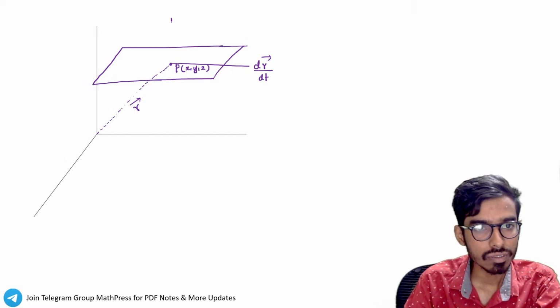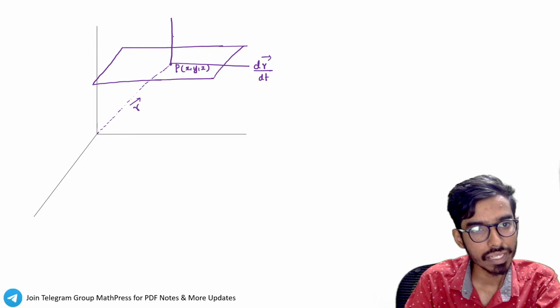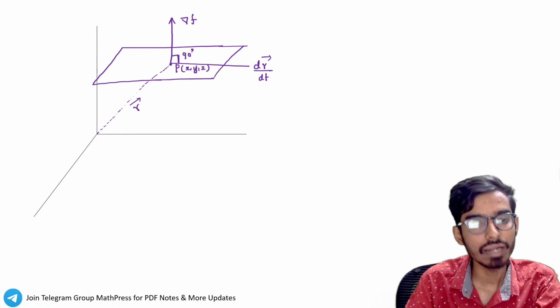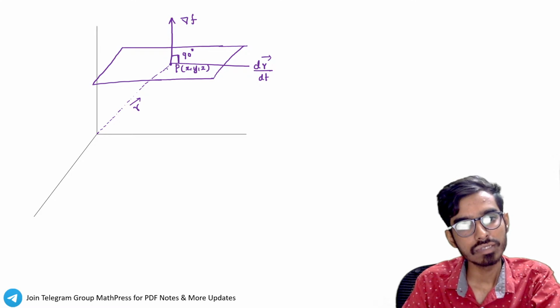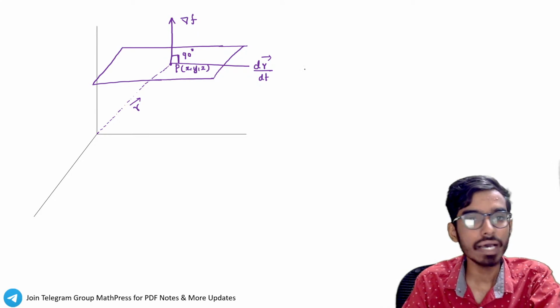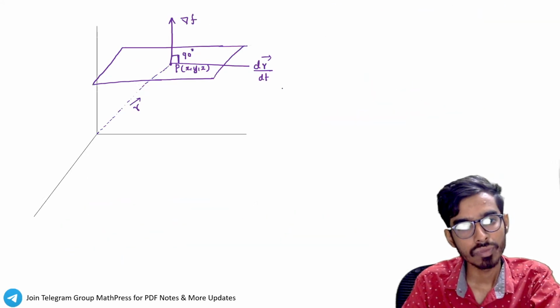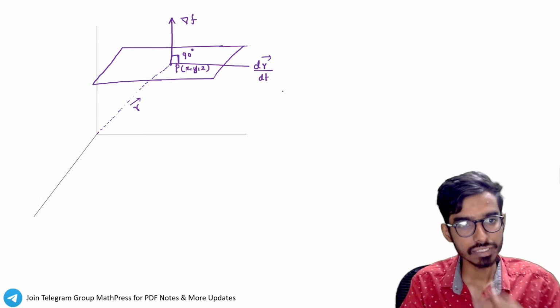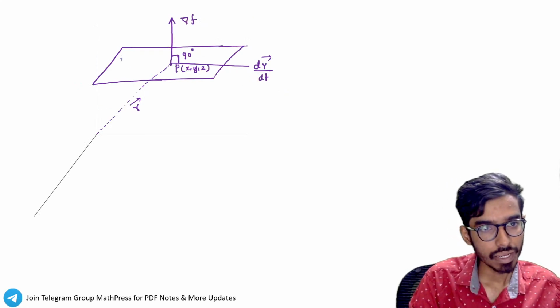So therefore, grad f has to be somewhere around here, right? This is grad f, and these two are perpendicular, we know, right? These two are perpendicular, that we have already inferred, right? So this tangent vector and grad f both are perpendicular, that we already know. Okay, now what I'm going to do is take an arbitrary point here.